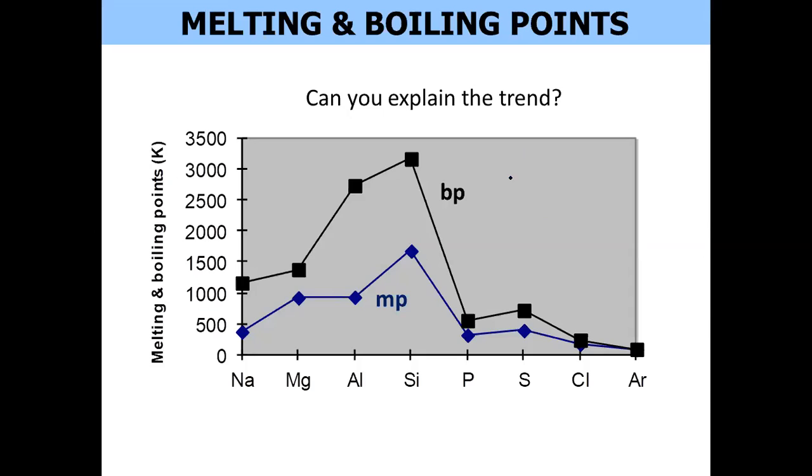Right, so this is the trend in melting and boiling point across period 3. Boiling point is the black, melting point is the blue. Can you pause and try to figure out why this trend happens?